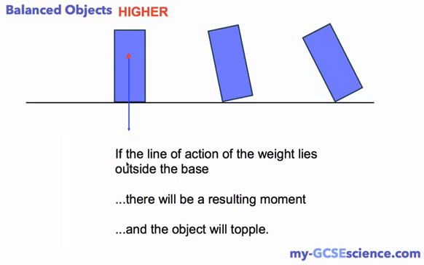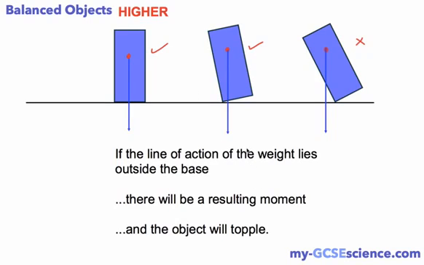Well, the rule is that if the line of action of the weight lies outside of the base, we will have a resulting moment, in other words a resulting turning force, and the object will topple. So let's have a look where our center of mass is. It's about there for each of those diagrams, and if we look at the line of action of the weight for this one here, straight downwards towards the center of the earth, and for this one straight downwards towards the center of the earth, you can see in actual fact this object here is going to topple. This one will stay upright, and this one obviously will stay upright.